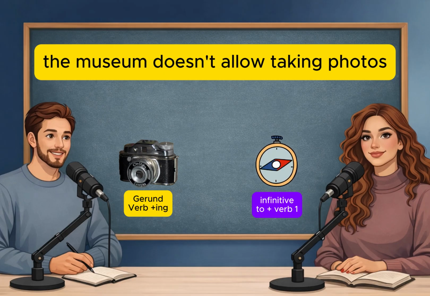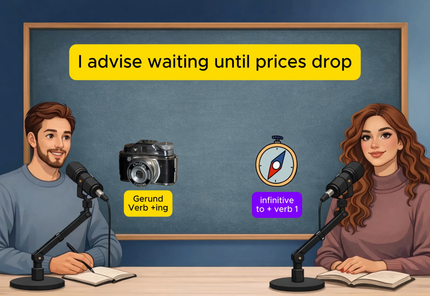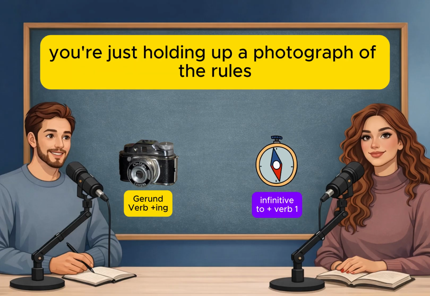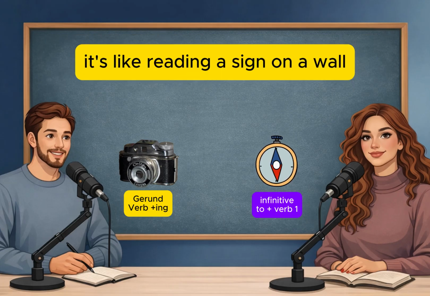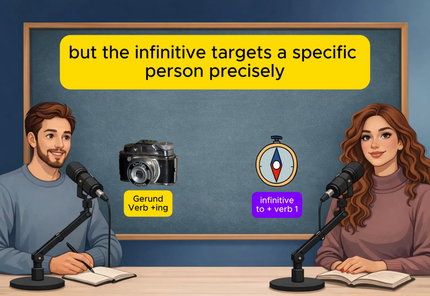Right. The museum doesn't allow taking photos. I advise waiting until prices drop. You're just holding up a photograph of the rules. It's like reading a sign on a wall. But the infinitive targets a specific person.